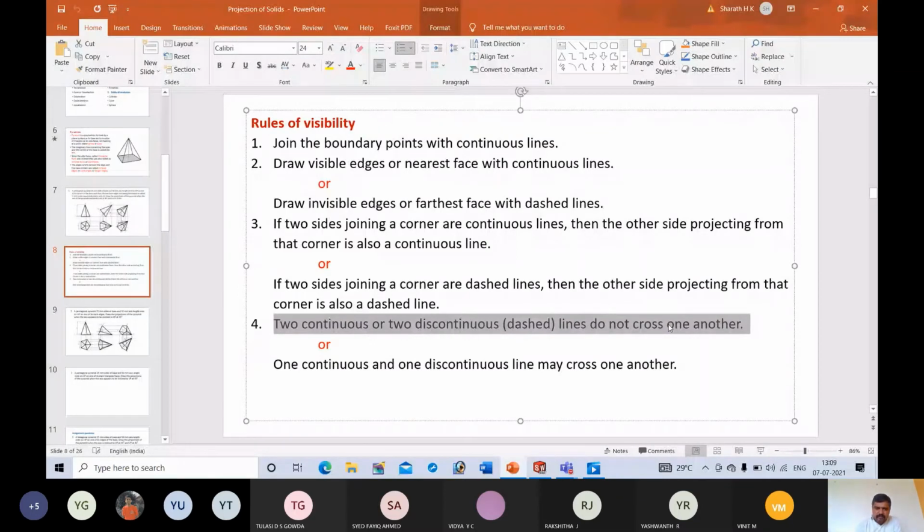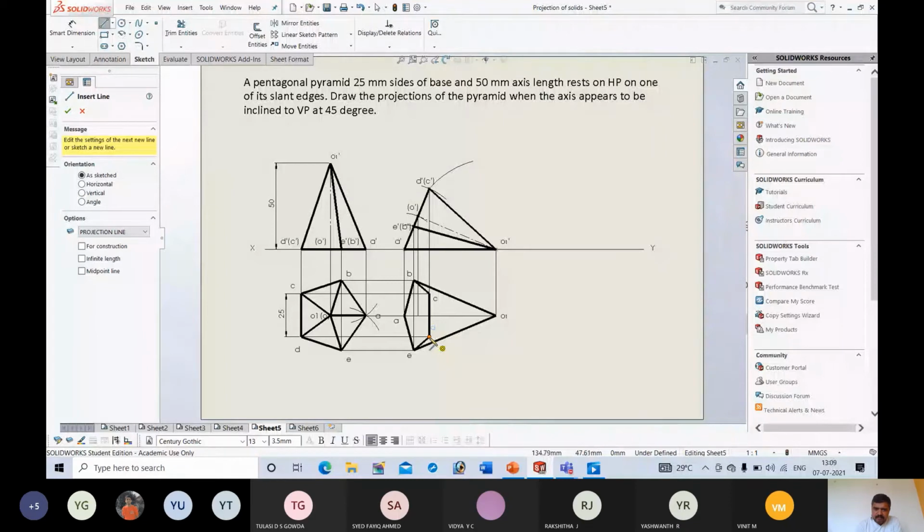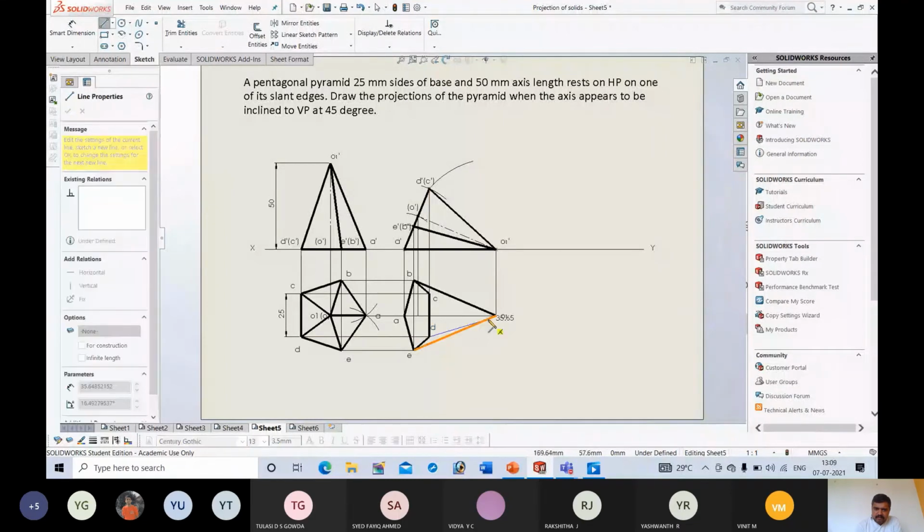Now I will go for connecting D. Since it is connected by two continuous lines, first I will try a continuous line. So when I go for drawing a line from D to O1, it is not crossing one more continuous line. It is not crossing, so it is possible. It is a visible line, a visible slant edge.